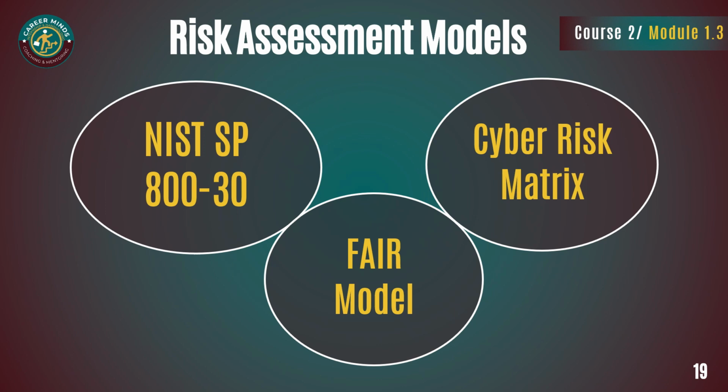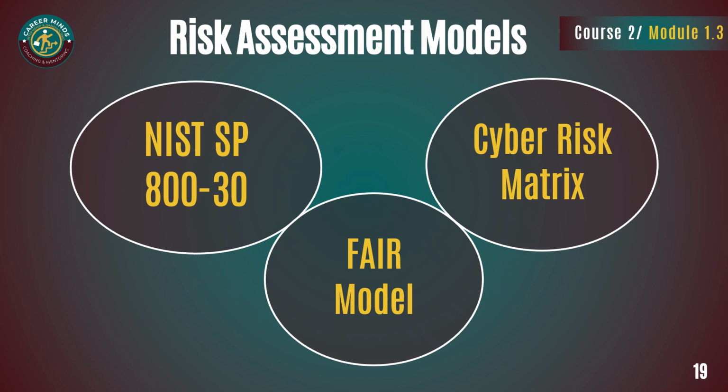And then we have the FAIR model, which focuses on financial quantification. So this is actually more objective because it focuses more on numbers, and it helps you to translate technical risk into dollars and cents. And then we have the cyber risk matrix, which plots risks into a grid of likelihood and impact. So this makes it easy for you to visualize priorities.